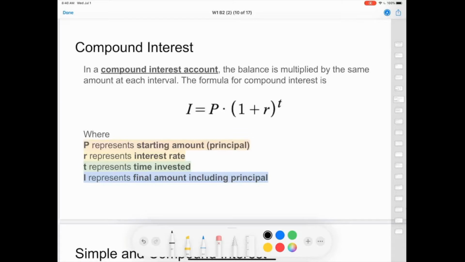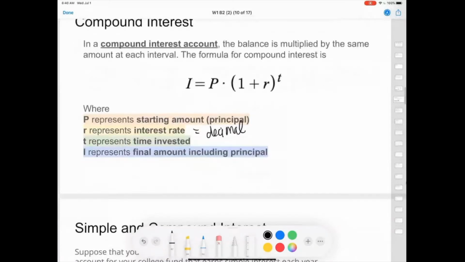So it's essentially the same thing. P is the starting amount, it's the principal. R represents the interest rate. Again, it needs to be expressed as a decimal. T is the time invested, and I represents the final amount, including your principal.